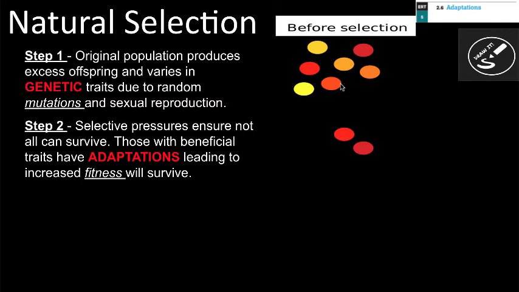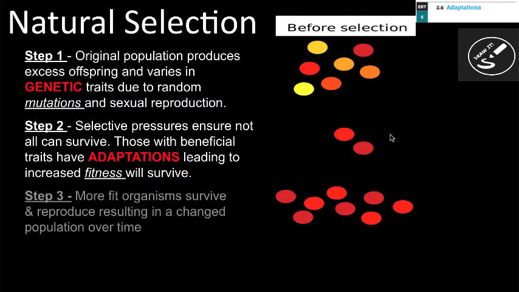Then something happens to these organisms, and some of them disappear. Selective pressure ensures they can't all survive. The organisms that have beneficial adaptations, which according to this chart is red, have increased fitness and will survive. It doesn't mean they're necessarily the strongest, it just means they're better adapted to survive whatever selective pressures there are. It may be lack of water or access to another resource. These red ones had better fitness because they had an adaptation. They survive and reproduce, and ultimately over time our population is a bunch of red ones.